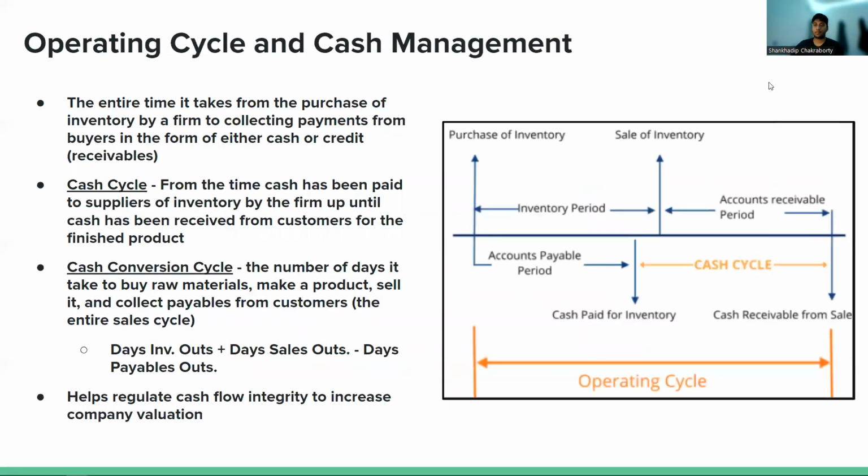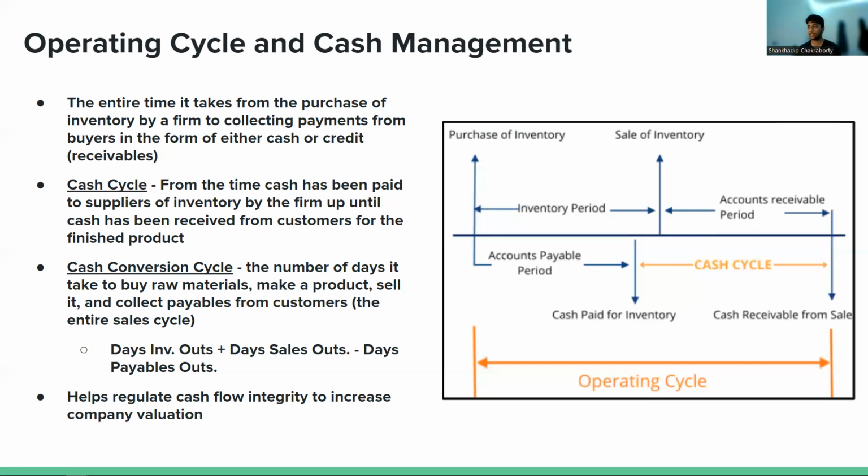So I was talking about the operating cycle and cash management, otherwise known as the cash conversion cycle. Essentially, it's that entire cycle of getting raw materials up until the point where you pay your suppliers. You get stuff, you make finished goods out of it, and then you sell that stuff, collect payments, and pay your suppliers. That entire cycle is one iteration of the cash conversion cycle.